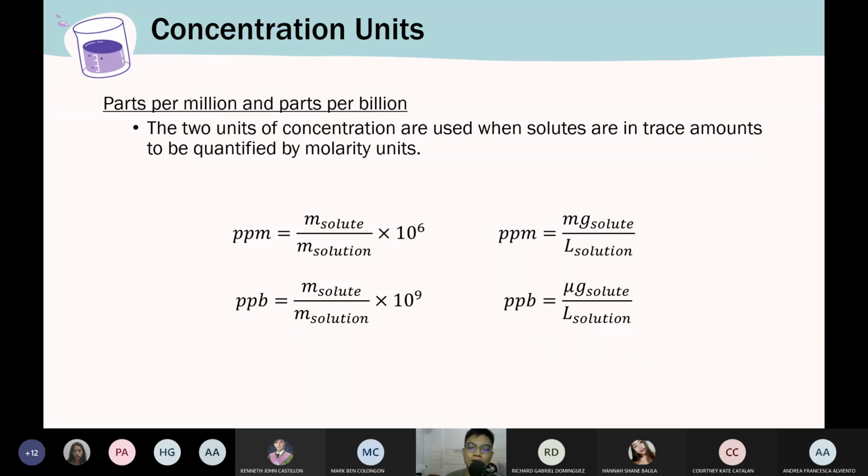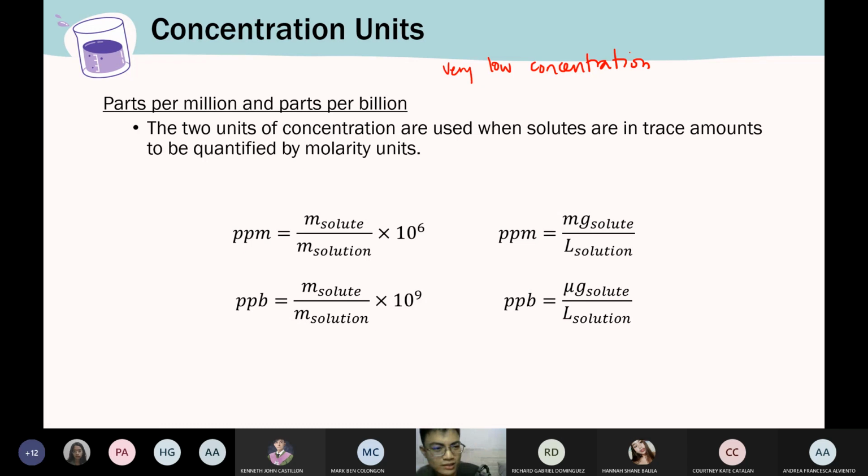Now, let's talk about the parts per million and the parts per billion. Okay? When are these two concentration units used? Kailan sila ginagamit? So, these two concentration units are only used if your concentration is very, very low. Okay? Very low concentration. Okay, so super onti, like kapiranggot lang.